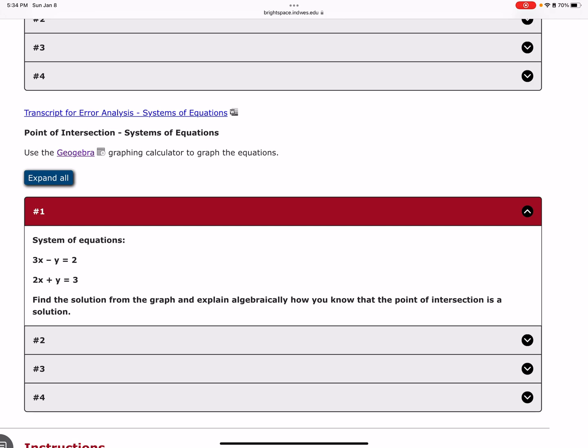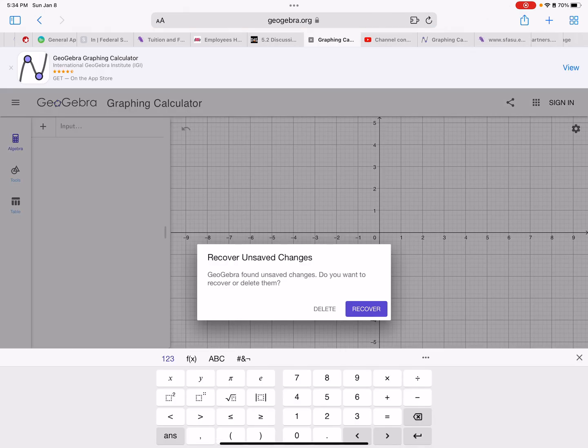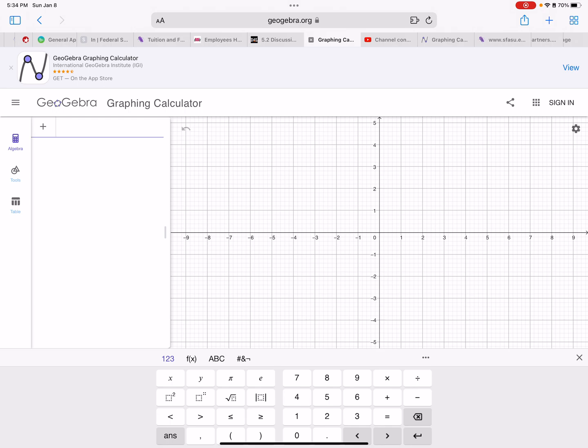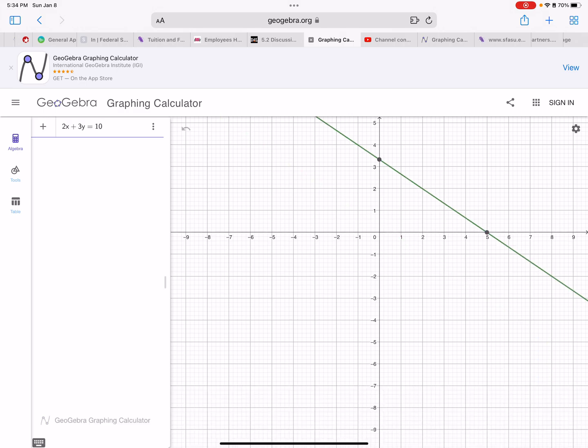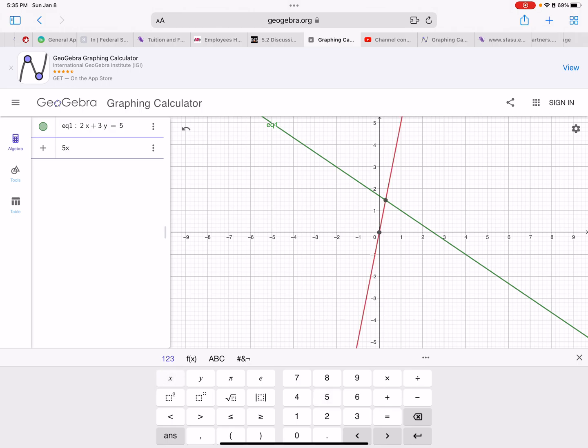So let's go ahead, and I'm just going to do a random one on GeoGebra for you, and then you can solve one of the ones that you've been asked to solve. So let's just do 2x plus 3y equals, let's say, 10. And then let me do a different problem for you. Let me just do 5. It's making it a little bit easier for me here. All right, and then this one I'm going to do 5x minus 4y equals 1.